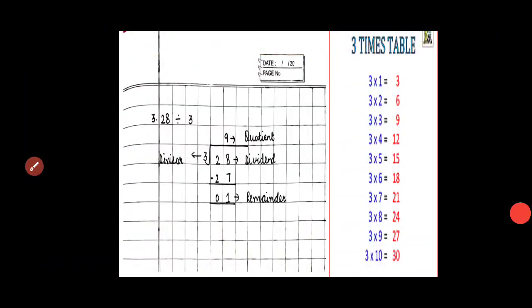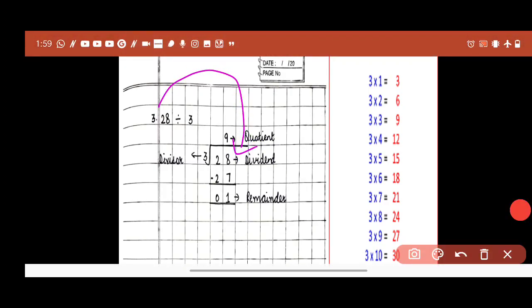Now children, we have another question, 28 divided by 3. Children, as I told you, make the house, the bigger number inside the house and the smaller one outside, and see whether 28 comes in the table of 3 or not. Just have a look at this table over here. We just saw that 28 does not come in the table of 3.